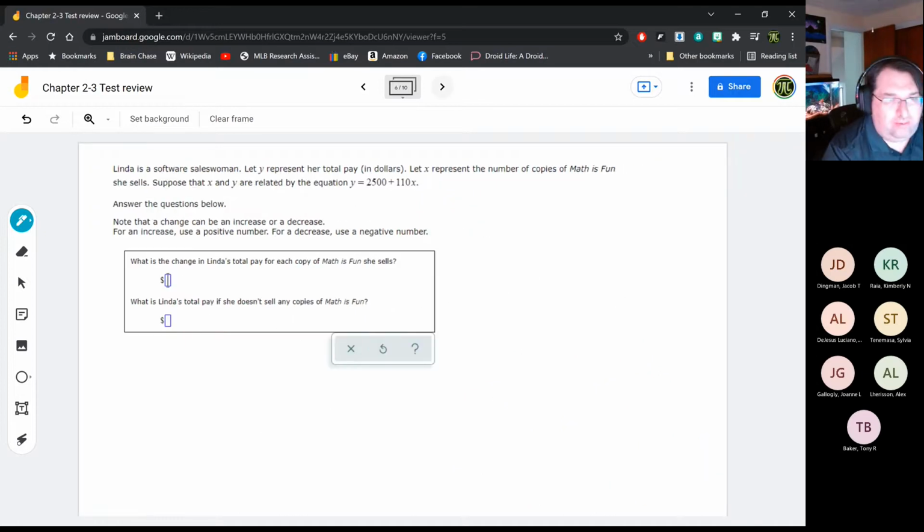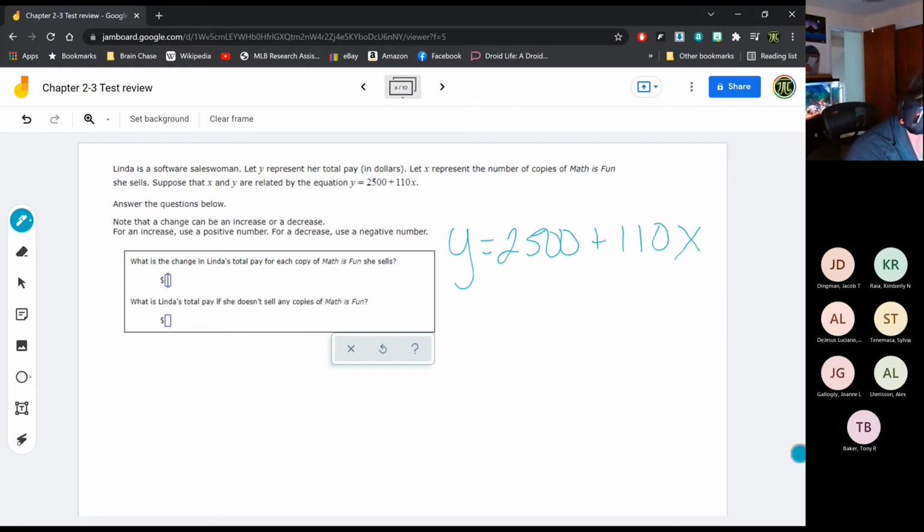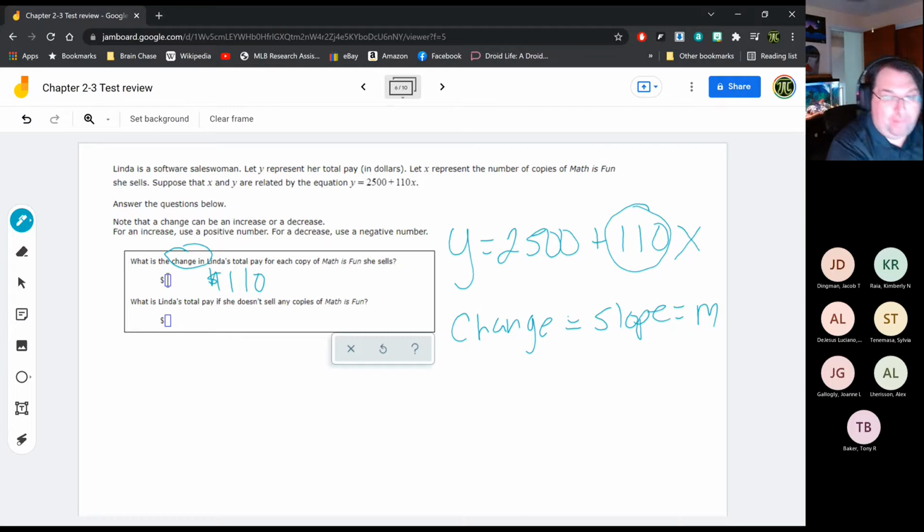All right. Word problem. We have a couple of these on the test. Oh, this is that really easy word problem that looks complicated. All this word problem is asking you for is the starting value and the slope. So the equation they gave you is y equals 2500 plus 110x. It says, what is the change? The word change means slope. And slope is anything, it'll be the M. It'll be the mx. Yeah. Correct. So in this case, my slope is 110, because that's the M.